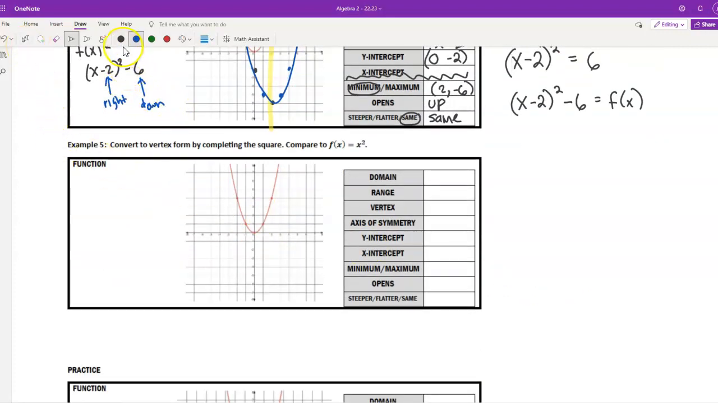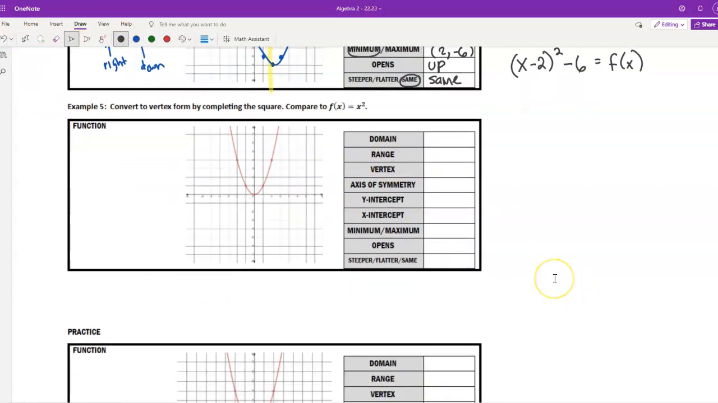Okay, so for example 5, again, we're going to actually follow along with this one. This one is directly from your book. I thought this one was easy enough numbers, so we're good to go with that. I want to show you how to convert when your A value is not 1. It becomes a little trickier with the completing the square method, but it's still doable.